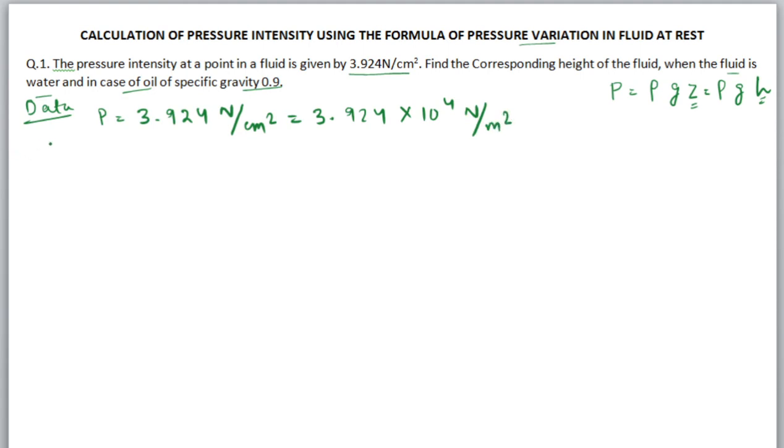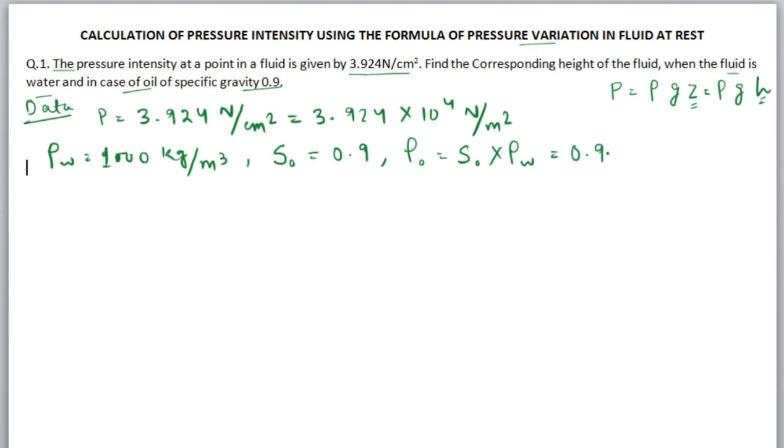So what else is given? The first case is water. You know the density of water is equal to 1000 kg per meter cube. Then the specific gravity of oil is given as 0.9. Why is the specific gravity of oil given? In order to calculate the density of oil. So the density of oil is equal to the specific gravity of oil into the density of water, which is equal to 0.9 into 10 to the power 3 kg per meter cube. 10 to the power 3 means 1000. So I will tell you the way, and you can solve it on your own.